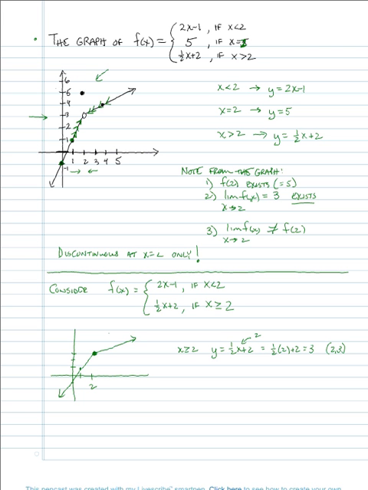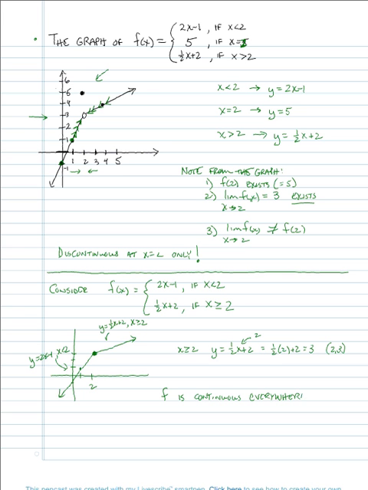So over here is the part of y is equal to 1/2 x plus 2 for x is greater than or equal to 2, and down here is y is equal to 2x minus 1 for x values that are strictly less than 2. But those two graphs actually meet, don't they? So in this case, we would say f is continuous everywhere.